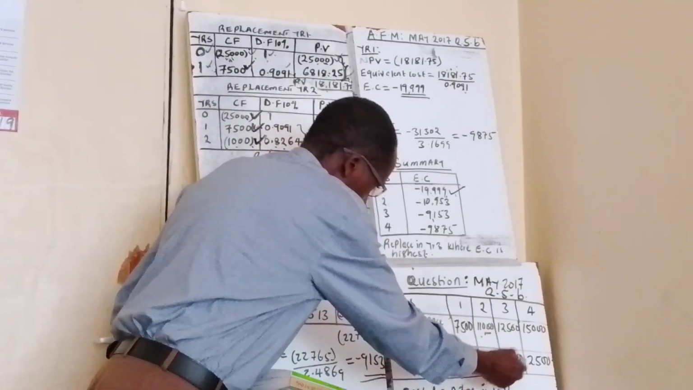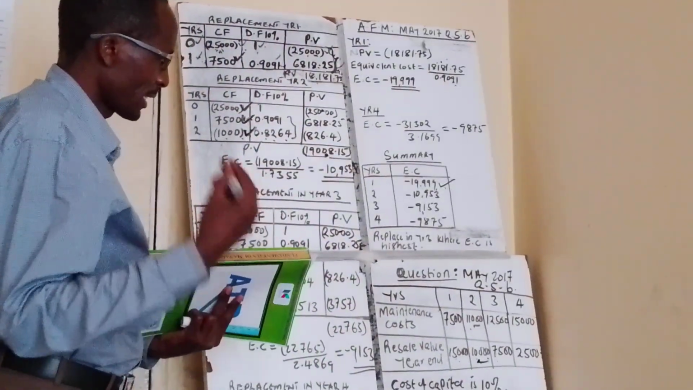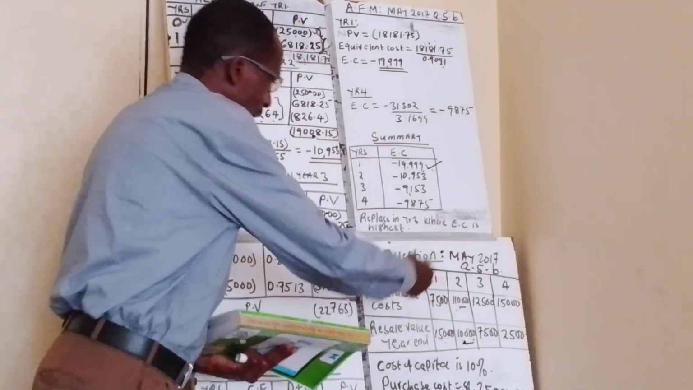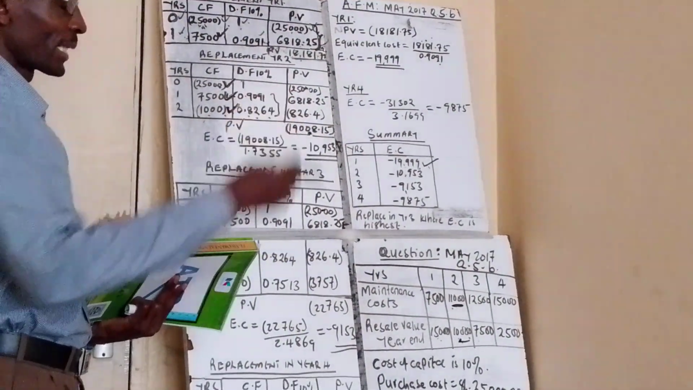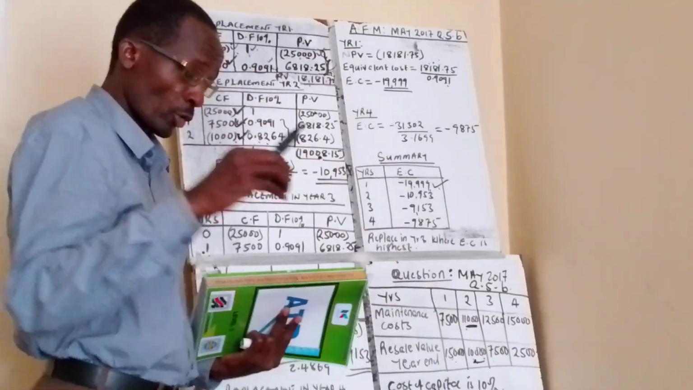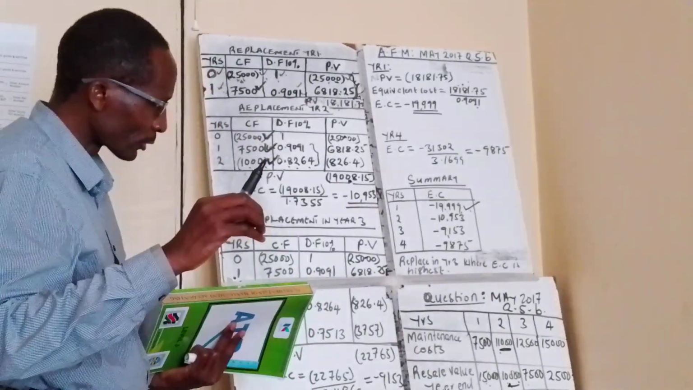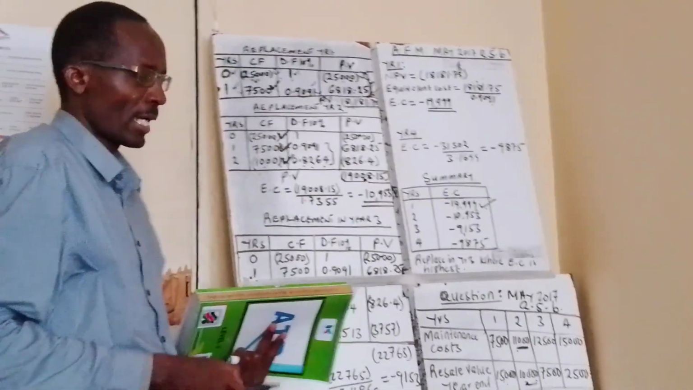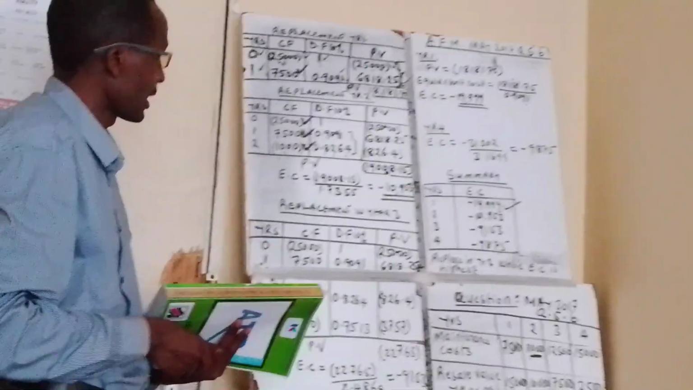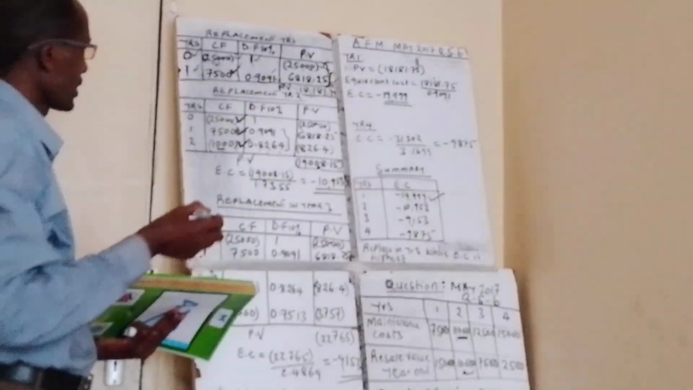Year two, the resale value is 10,000 and we incurred maintenance cost of 11,000. So what am I left with? If I resold this machine at 10,000 and I spent 11,000 for maintenance, I'm left with 1,000, which is a negative. So this will be negative for year two, negative 1,000.